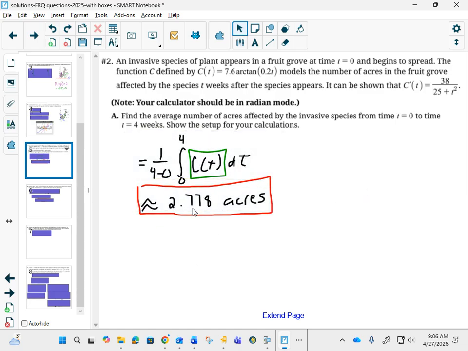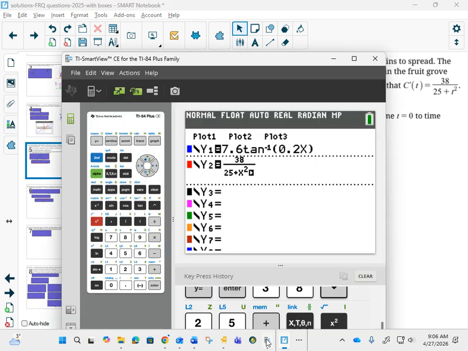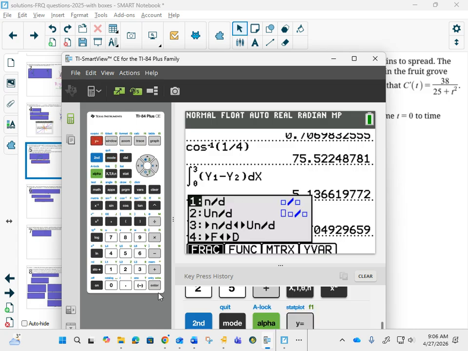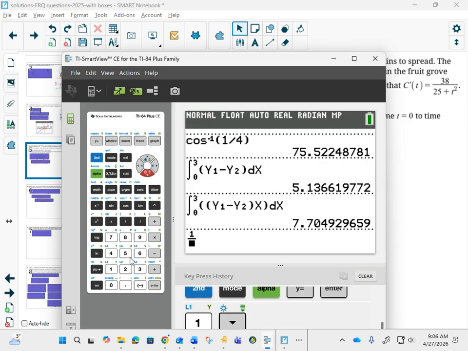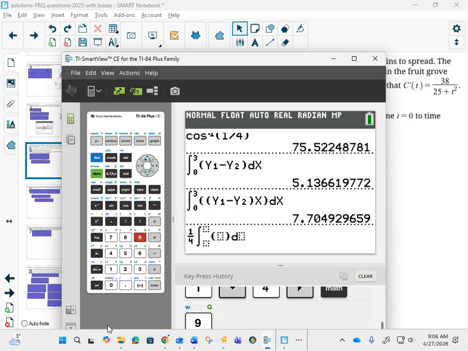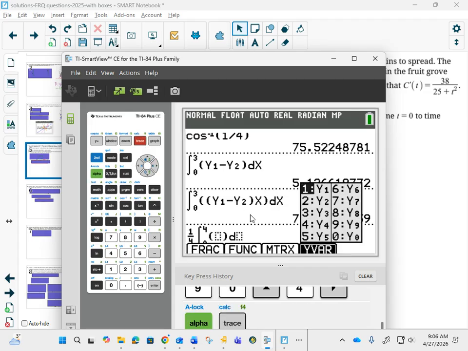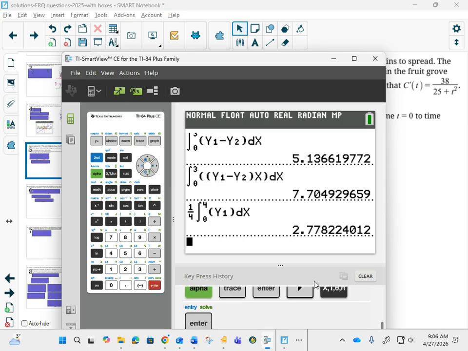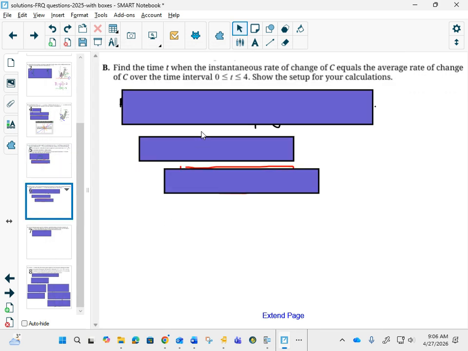So in A, I figured this out. I can just redo that calculation. So I can go second quit. I want to find 1 divided by 4 of the integral from 0 to 4. And I put the regular function into y1. So there's my 2.778.